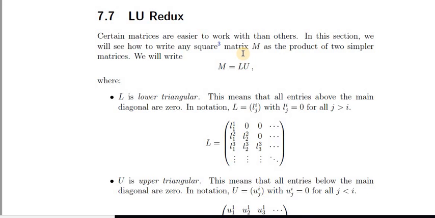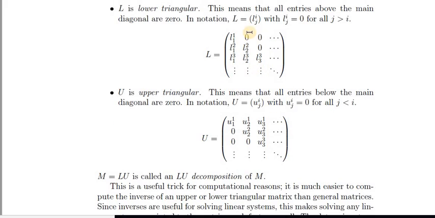All right, in this section, we're going to go back over LU decomposition, which we've seen before. You can write any square matrix as a product of a lower triangular times an upper triangular matrix. Here's a representation of lower triangular. All the entries above the diagonal are 0. Upper triangular, all the entries below the diagonal are 0.